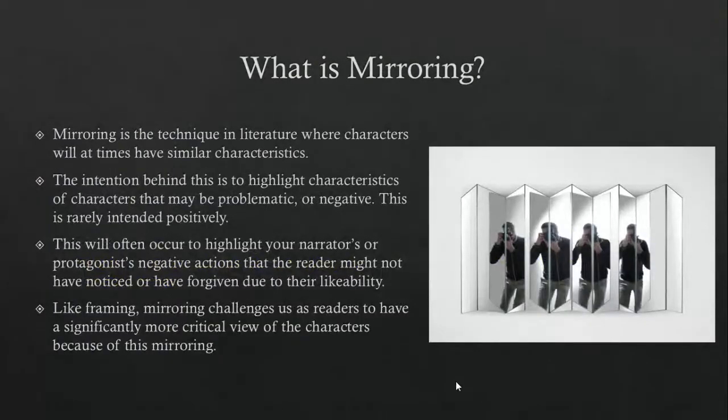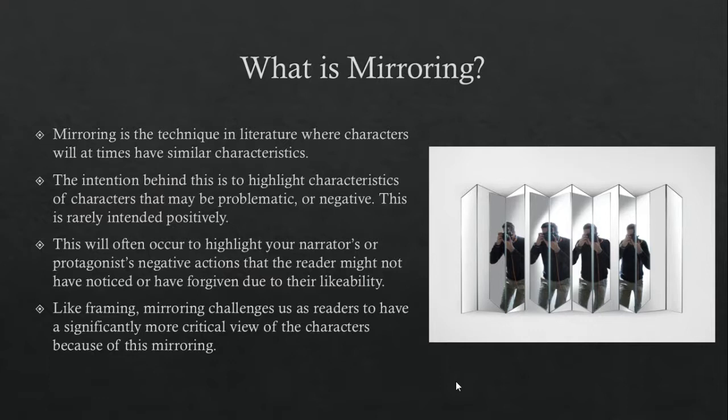Having talked about narrative framing, let's talk about mirroring. I absolutely hate this word. I'm never going to get it right. So, let's try. Mirroring is the technique in literature where characters have similar characteristics and are intentionally meant to be put against one another. Usually we have two characters that are similar to one another, and we are seeing the faults or the problematic characteristics that each side of them highlights.